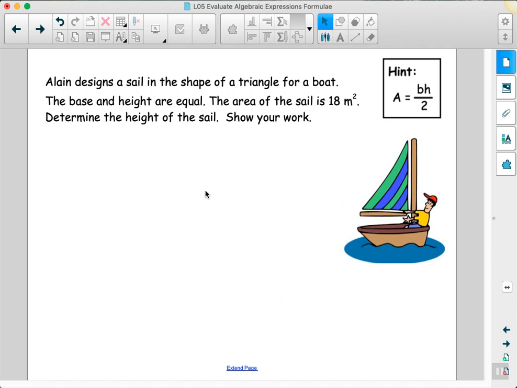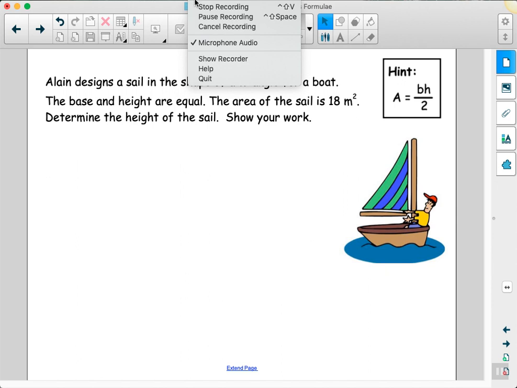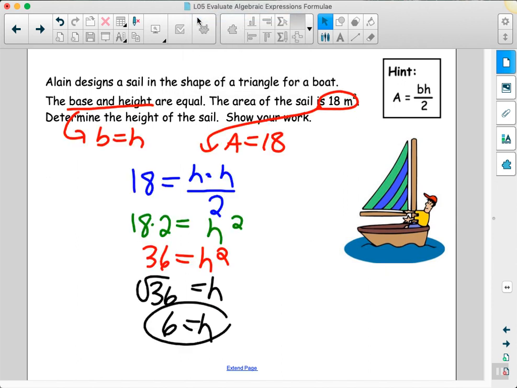So as per usual, what we're going to do is pause now, and I'm going to ask you on your paper to be working this out. And while you're doing that, I'm going to be doing it on the smartboard. All right, we're back now. So I'm going to walk you through my solution, and you can compare it to your solution.